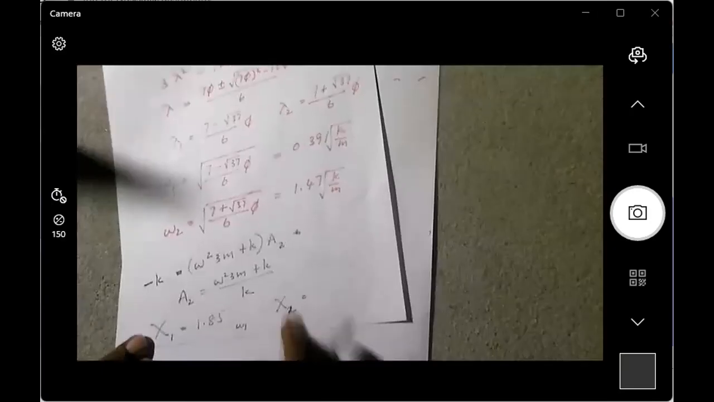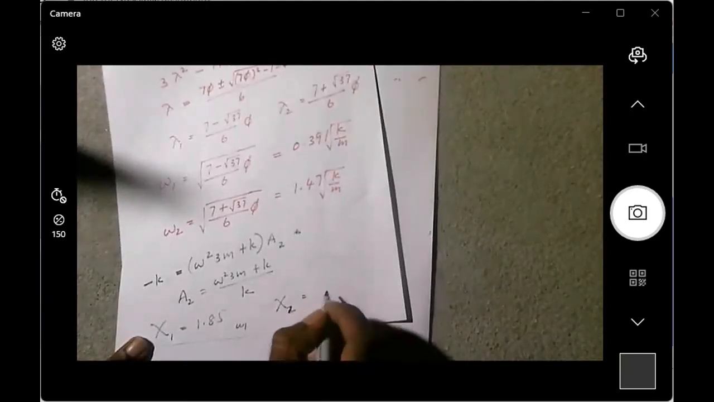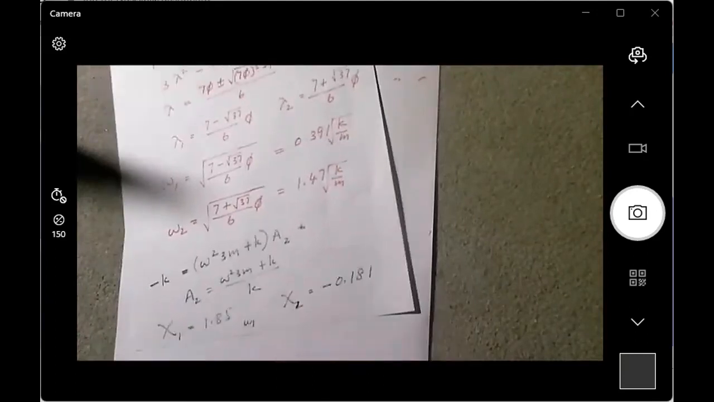And the other one from omega 2, which will be, so check these values. I just did it on my own. Maybe they are wrong. The value from omega 2 is minus 0.181. Right?